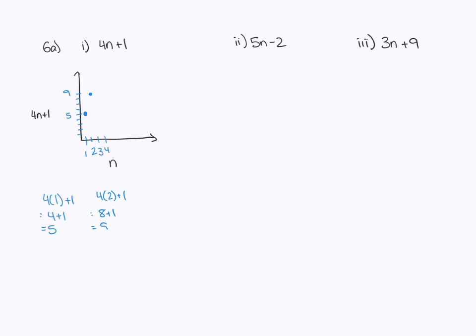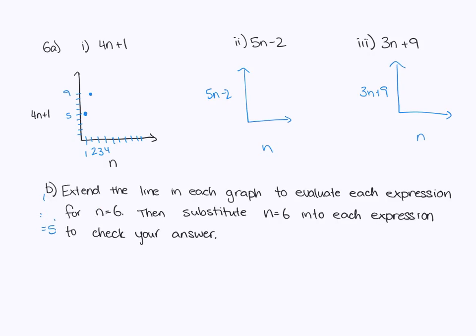But they've asked you to leave some extra space because in future questions you will need to extend that graph. So you're making one of those graphs for each of these. Make sure that you label and number them so n is always on the bottom and the formula is on the side.